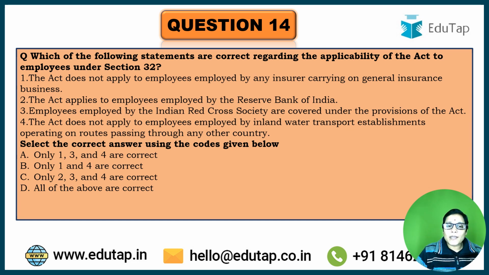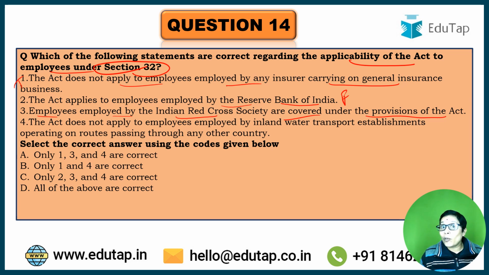So moving on to our next question. Which of the following statements is or are correct regarding the applicability of the act to employees under section 32? That is, the act does not apply to certain classes of employees. This is based on what we saw before. The act does not apply to employees employed by any insurer carrying on general insurance business. This is true. That it applies to employees employed by the Reserve Bank of India. No, this is not true. This is false. Employees employed by the Indian Red Cross Society are covered under the provisions of this act, because it is not for profit, so definitely it will not apply to them, so this is also false.